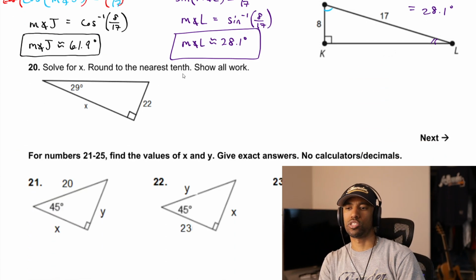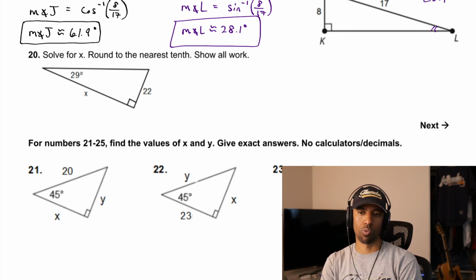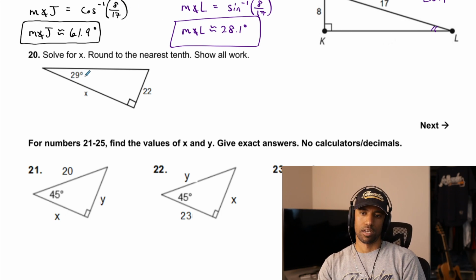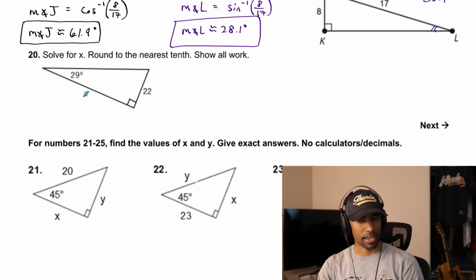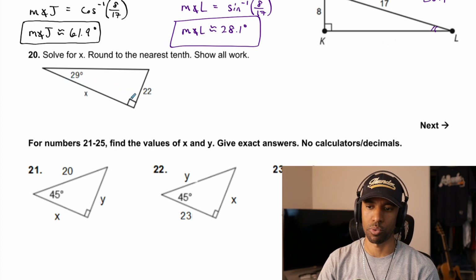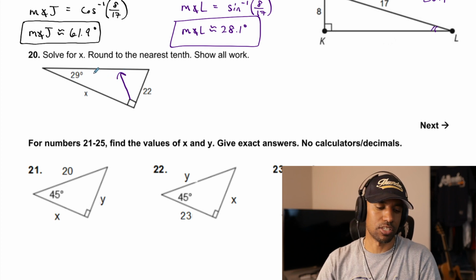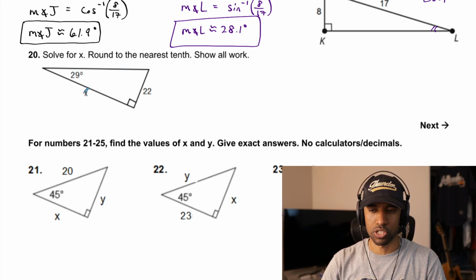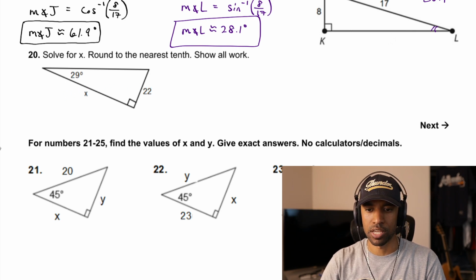All right, number 20, solve for x, round to the nearest tenth, show all work. x is not the hypotenuse. Some people believe that because it's slanted, it is. Remember, the hypotenuse is always opposite the right angle. This is the leg adjacent to the 29 degrees here. This is the leg opposite the 29 degrees.